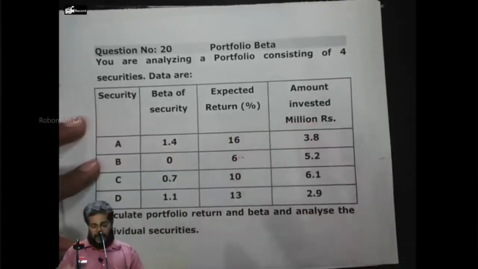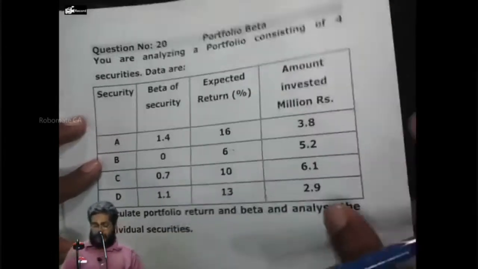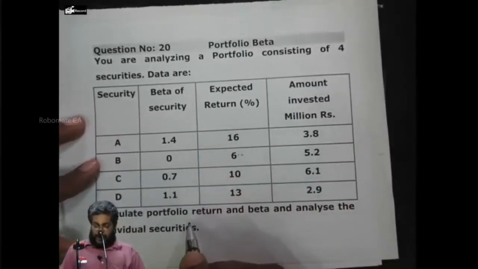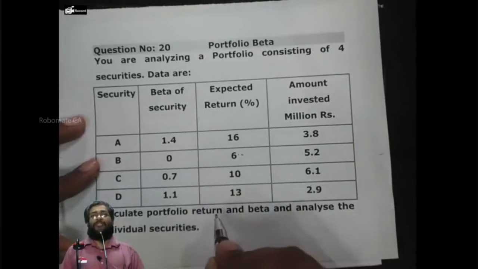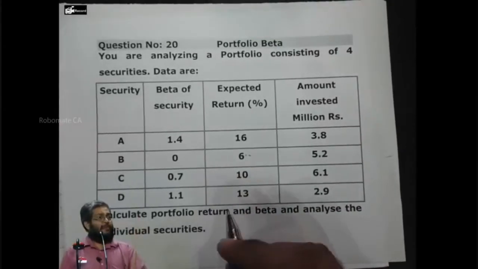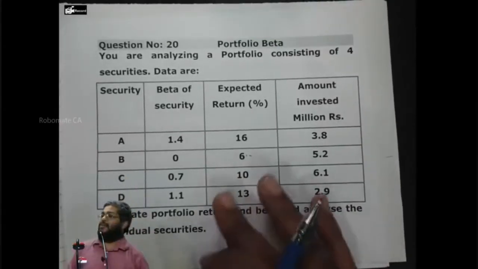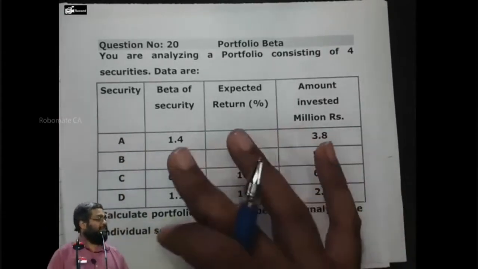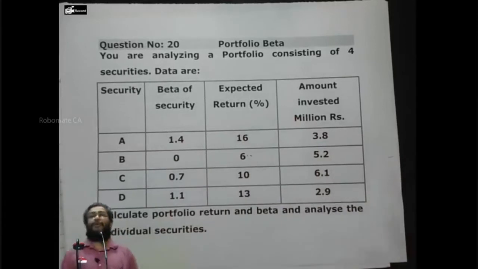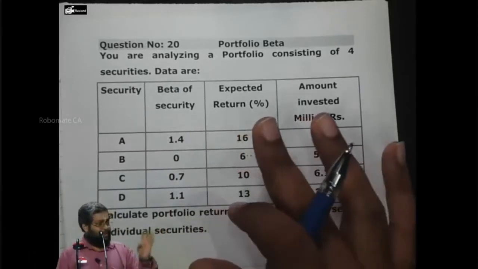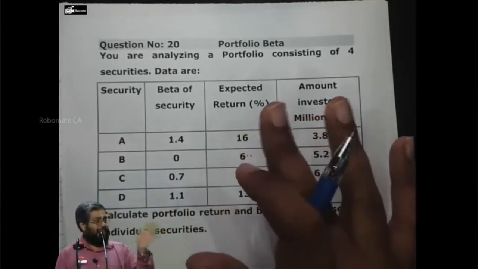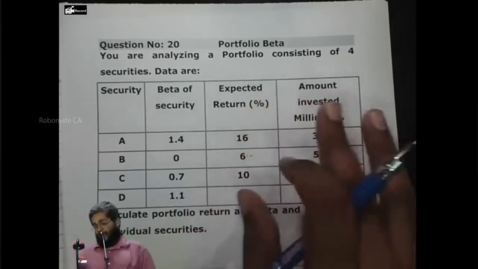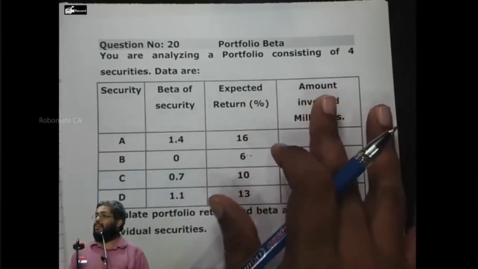Are all the details given? Can we start or not? Let's start doing problem number 1. First, what is portfolio return? Model question, what is portfolio return? Return of a portfolio is equal to the weighted average return of the individual securities in the portfolio. What is a portfolio beta? Beta of a portfolio is also the weighted average beta of the individual securities. So can we start doing the portfolio return, portfolio beta?